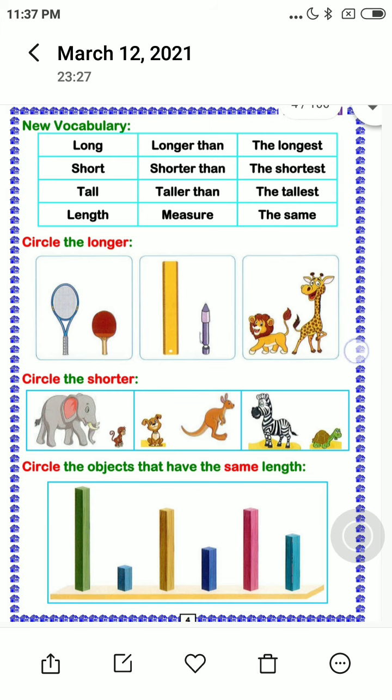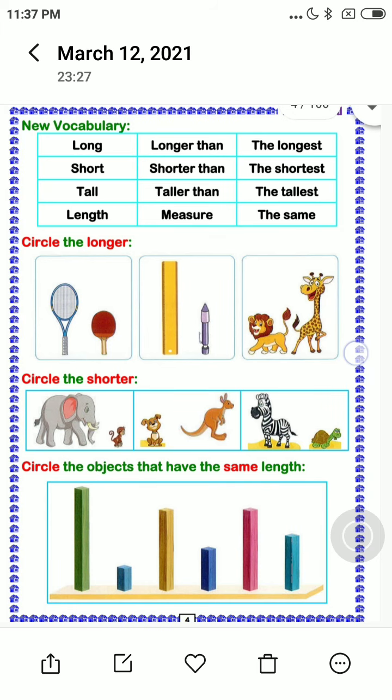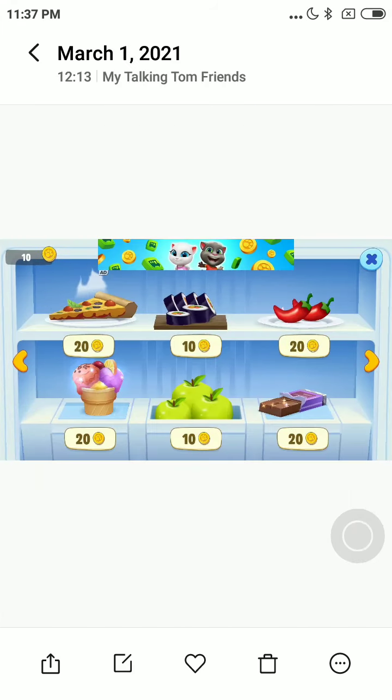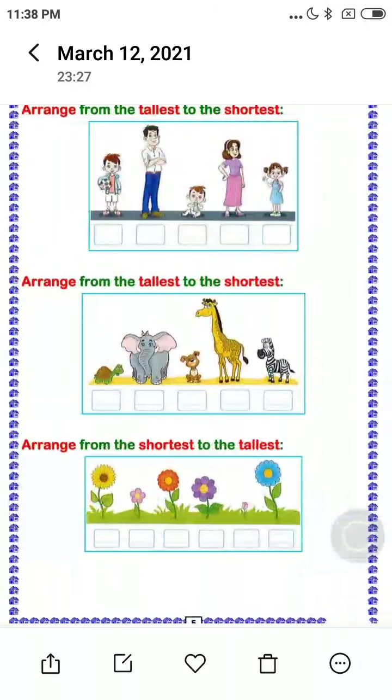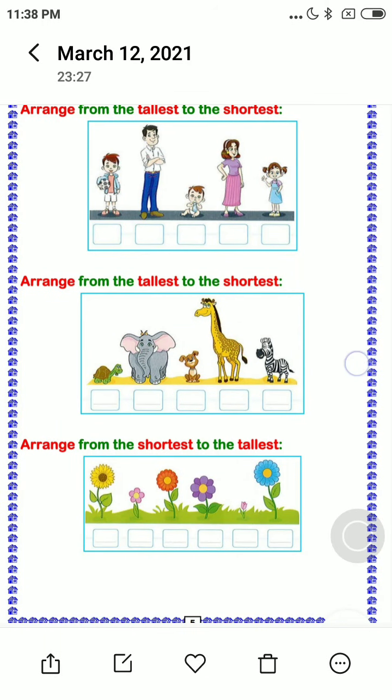Well, we have two columns in the same length. I have two columns, kids, in the same length. Which two? Right, great. The yellow column and the pink column. These two columns have the same length. So we will put a circle around these two columns.